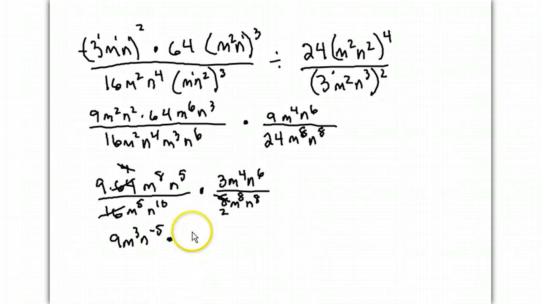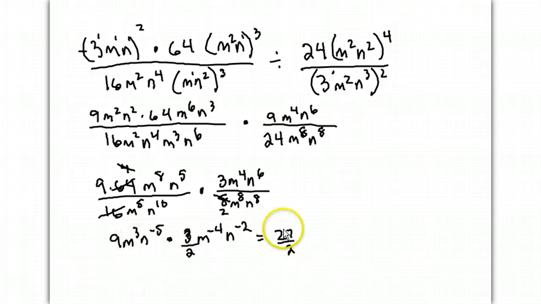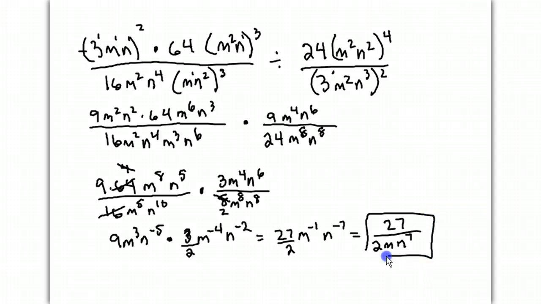And you're multiplying it by 3 over 2. m to the 4 divided by m to the 8 is m to the negative 4. n to the 6 divided by n to the 8 is n to the negative 2. So when you multiply all this together, this is going to give you 27 over 2, m to the negative 1, that's m to the third times m to the negative 4. Then it's going to give you n to the negative 7. So the result is going to be 27 over 2mn to the 7th power, because you have to flip what's negative.